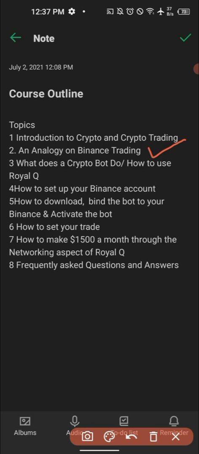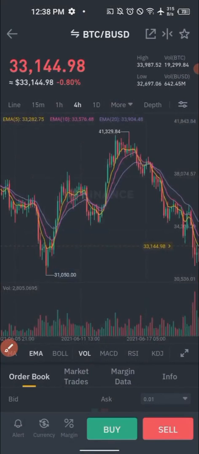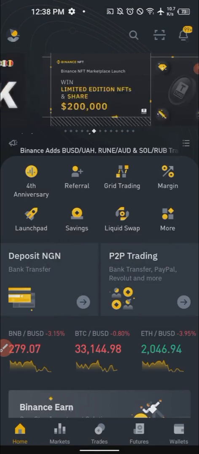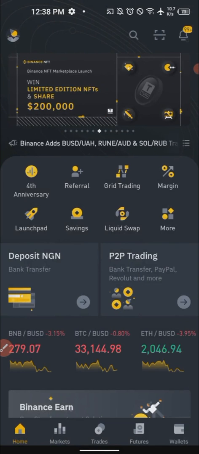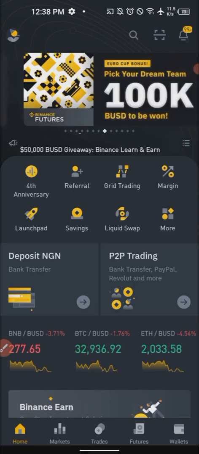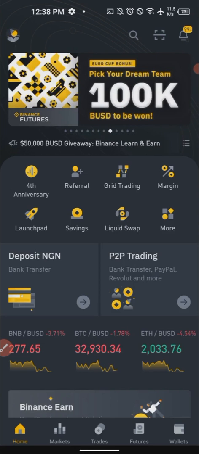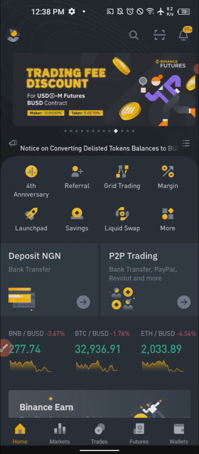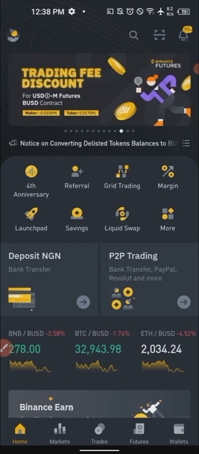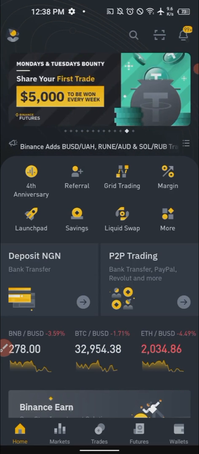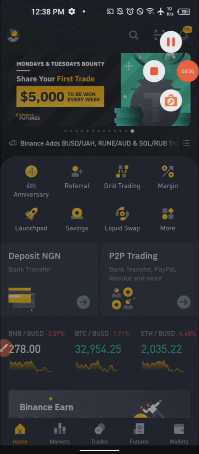So now we need to know how trading is done in Binance. In fact, there are so many coins on Binance. For those of you who have been hearing of crypto, the first thing that comes to your mind is Bitcoin. But crypto is more than Bitcoin. There are more than 6,000 cryptocurrencies in the world, and more are still coming day in day out. Okay, let me just show you something.